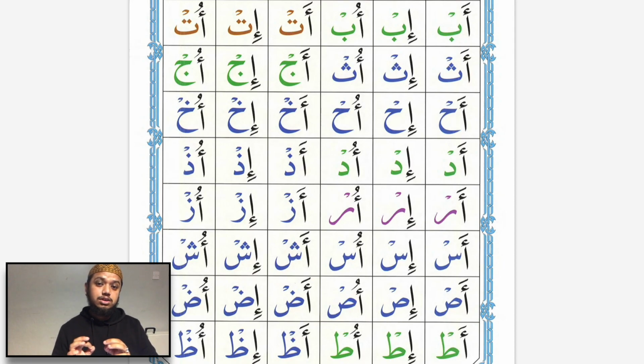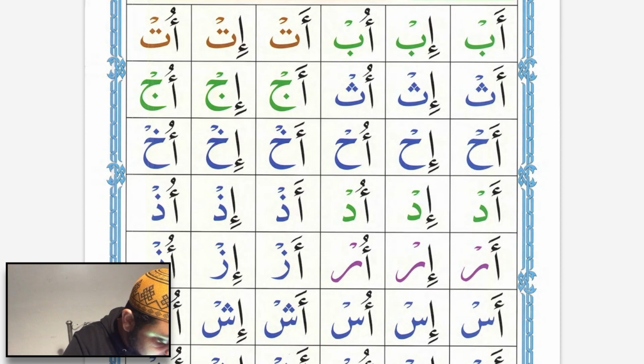So we'll start this lesson by looking at those 5 special qalqala letters first. Just remember Qaf, Ta, Ba, Jim, Dal. An easier way to remember them is Qutbu Jaddin, Qutbu Jaddin. So we will start by focusing on those first, and then we'll have a look at the rest. So we have Hamza, Fatha, Ba, Ab. Can you hear the bounce? This is the special qalqala rule.